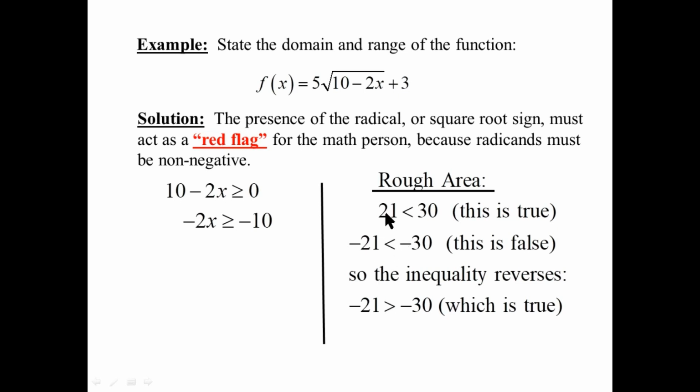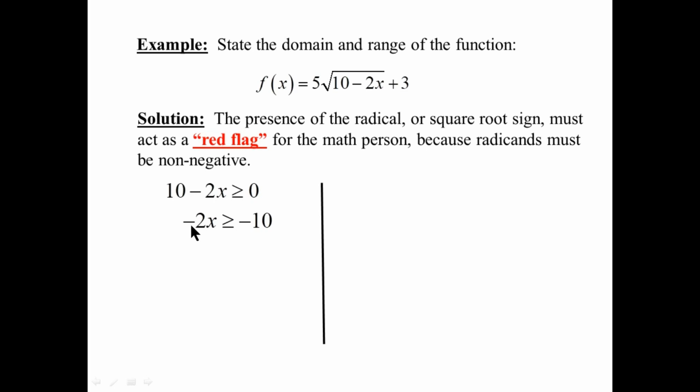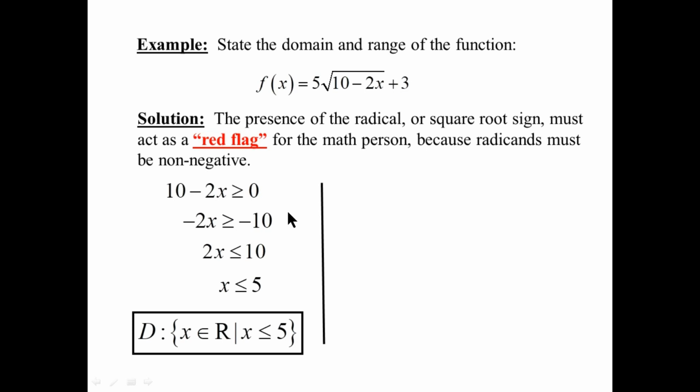So moral of the story, when you change the signs across an inequality like I did here, you have to reverse the inequality sign. So here I am over here. I'm going to change the signs across the inequality. This -2 will become positive. This -10 will become positive. But that inequality has to flip over for the reason discussed in the rough area. Divide by 2, and x has to be less than or equal to 5, and that is our domain. Domain is the set of x's in real numbers such that x is less than or equal to 5.